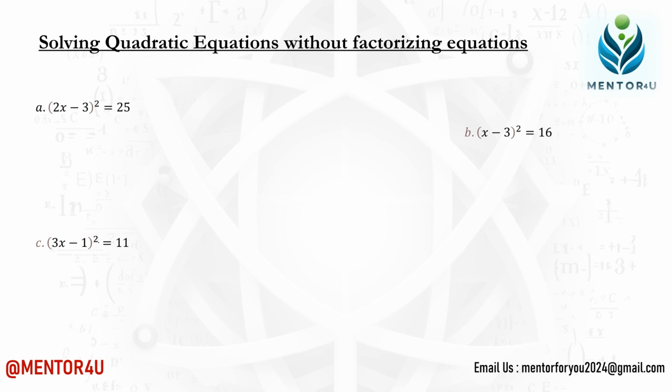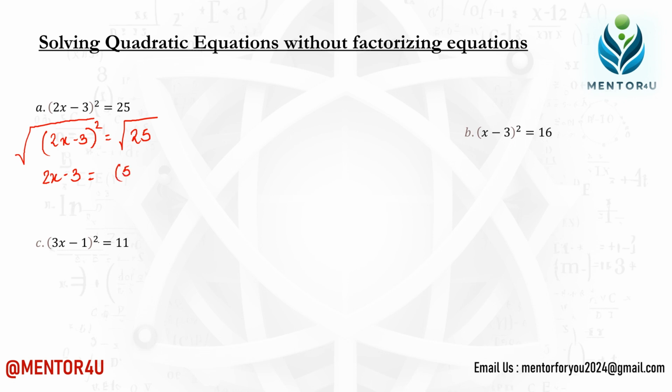So if I take a square root on both sides, what will happen? It will be 2x minus 3 is equal to the square root of 25, right? Since we have a square and then we take a root, basically the power and the radical will cancel out. So we'll be left with just 2x minus 3, and the root of 25 will be equal to just 5, right?